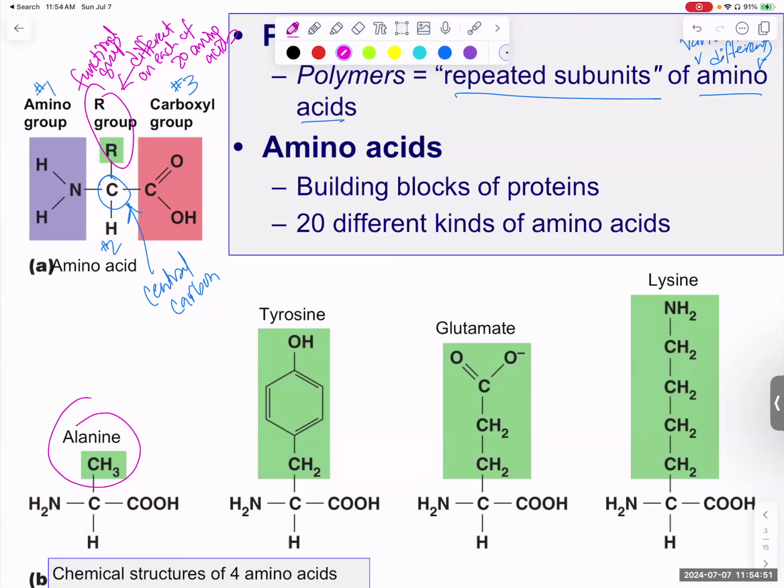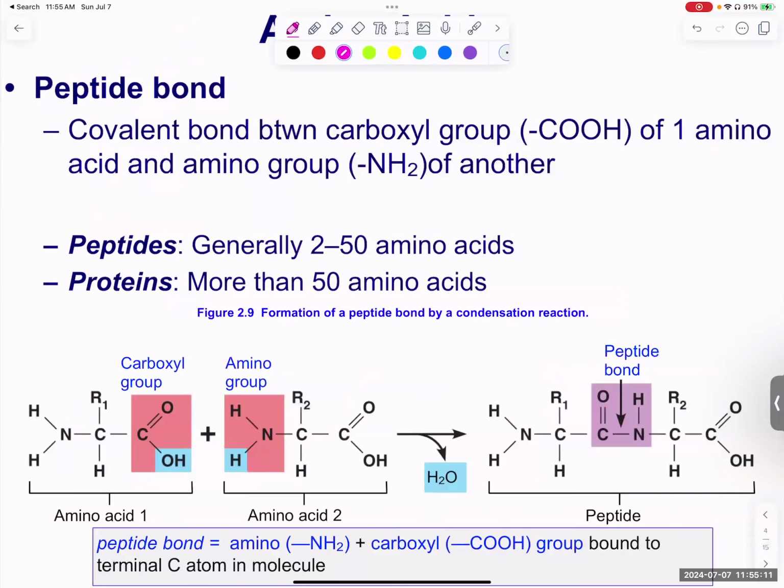So alanine, you have a different R group, right? So that's the R group. This is the R group on tyrosine. This is the R group on glutamate. And again, that's the R group there, right? So they're all different. This plays a role in how the protein folds or conforms. So that is what conformation is. Again, a little bit more review.